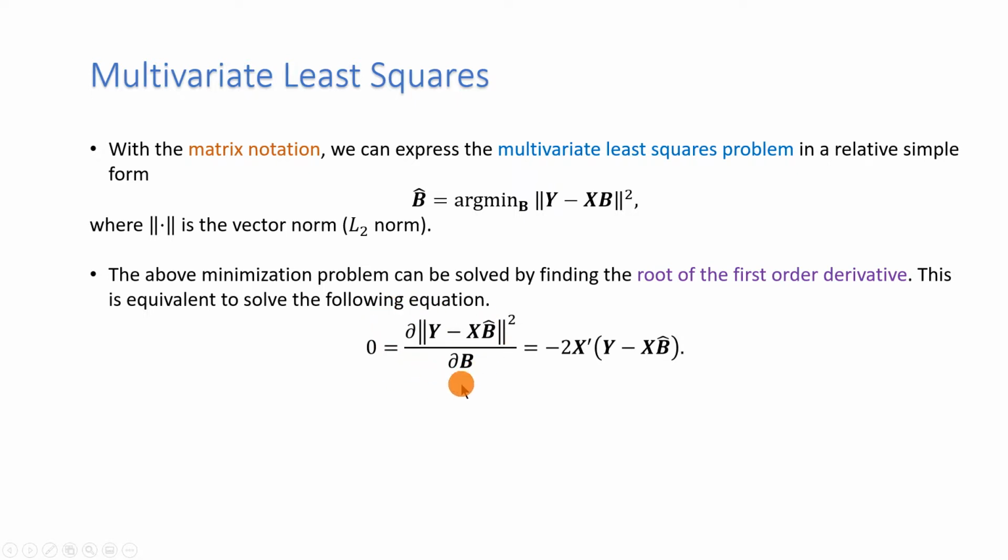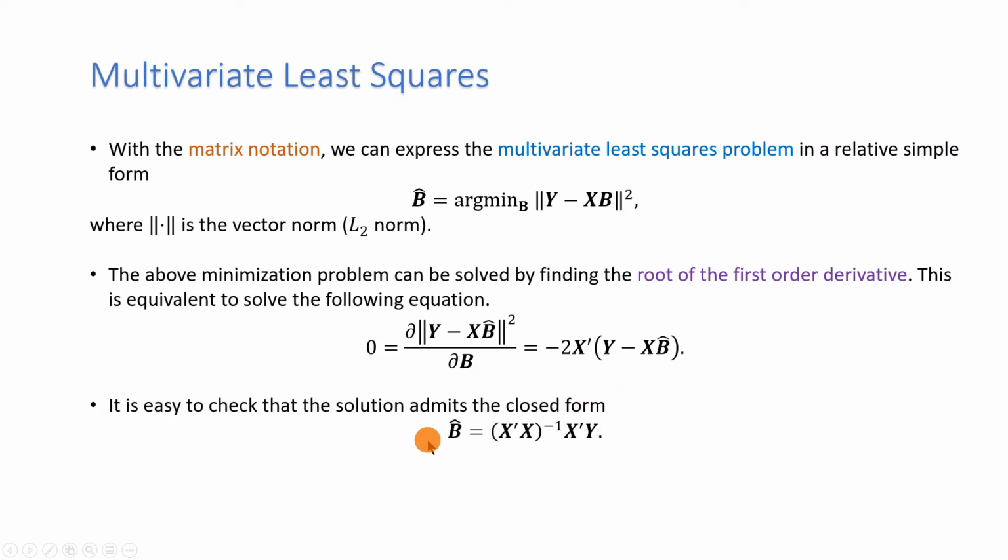And by solving this equation, you are able to find the b hat, which is the minimizer of this loss function here, okay? If we calculate this partial derivative, it just equals minus 2 times x transpose times y minus x times b hat, okay? And by solving this very simple equation, you will get a very simple closed form of your vector of coefficients b, which is b hat equals x transpose times x, taking the inverse, times x transpose times y, right?